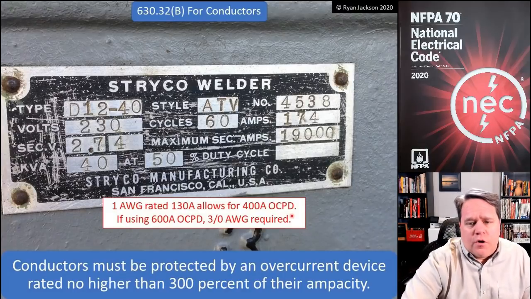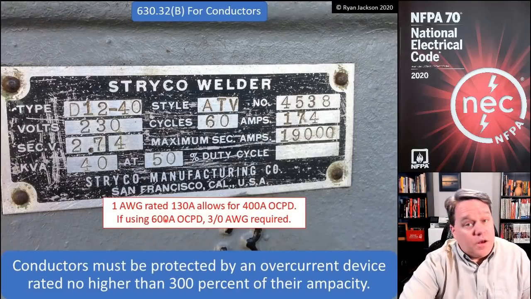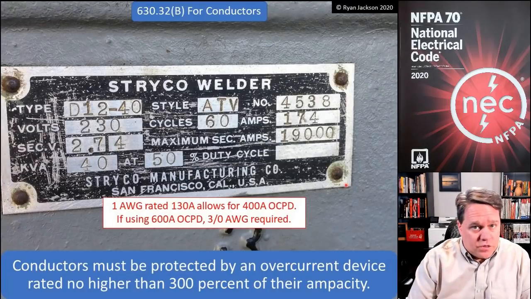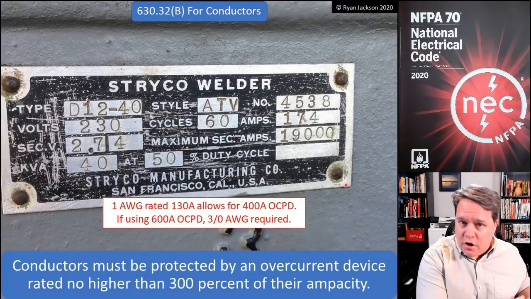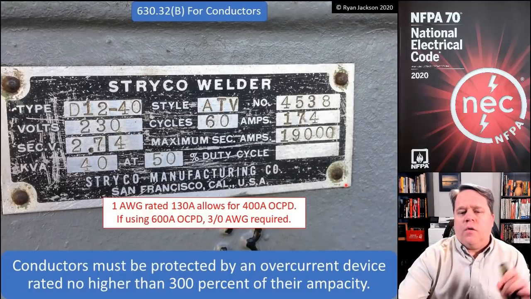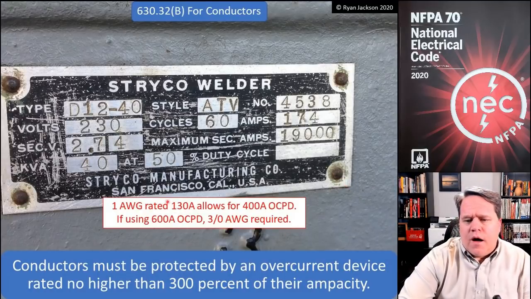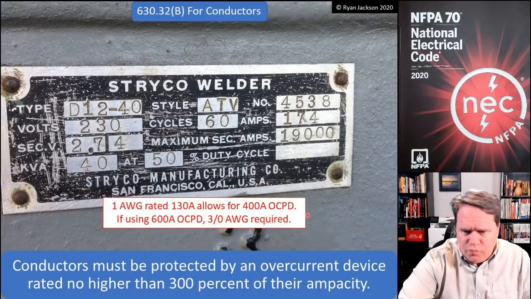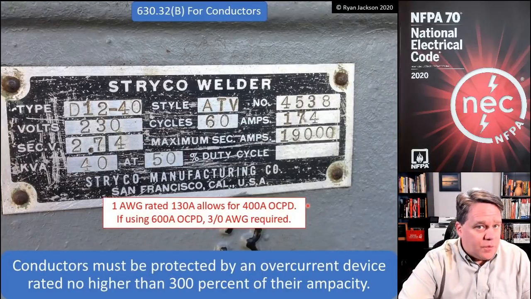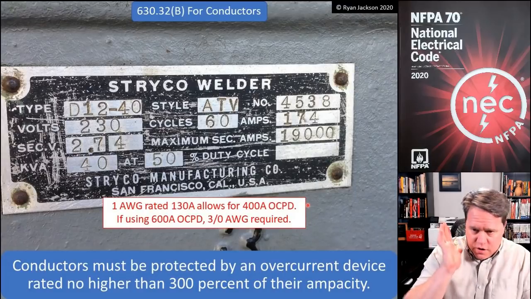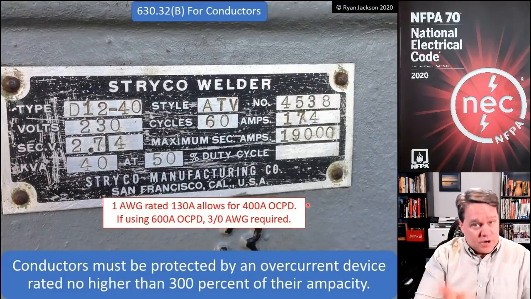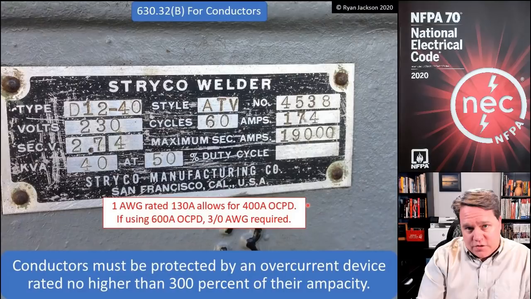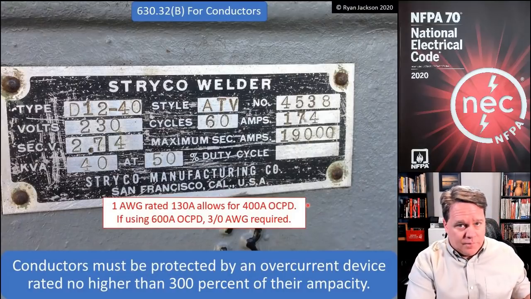Now, we decided earlier that we were going to use 1 AWG copper for one of these welders because that gives us 130 amps of ampacity and we only needed 124. So 3 times my 130 amp ampacity would allow for a 400 amp overcurrent device. I could use a 400 amp breaker. That would protect the welder and it would protect the conductors and we can go home.